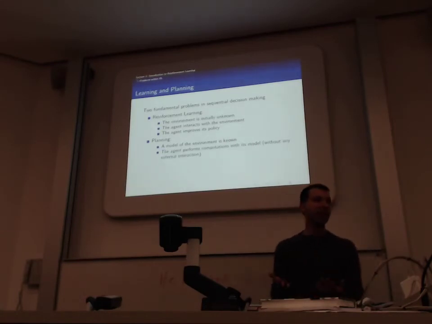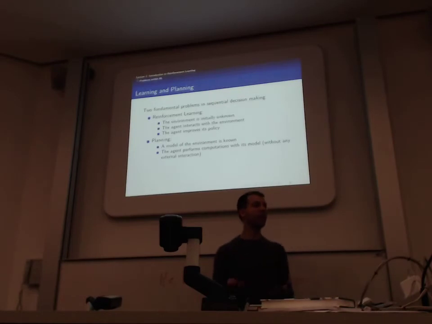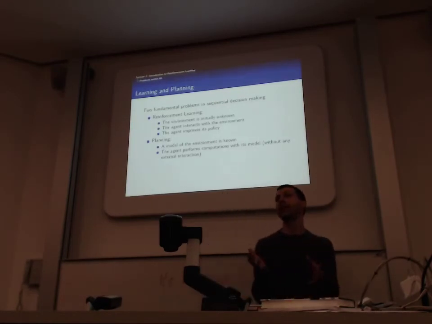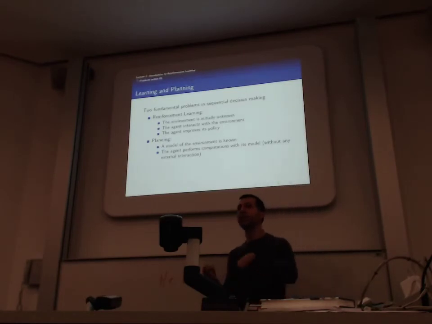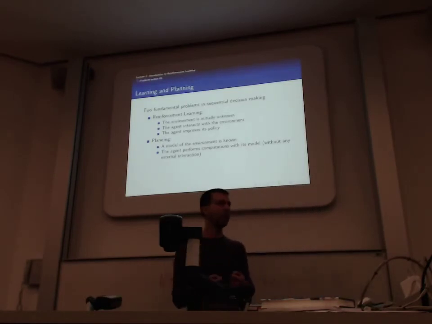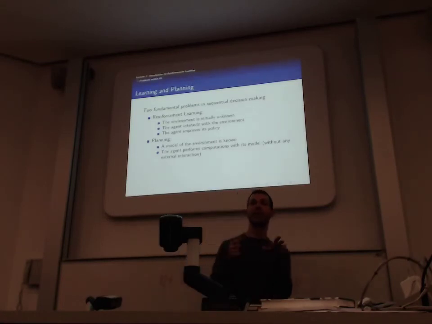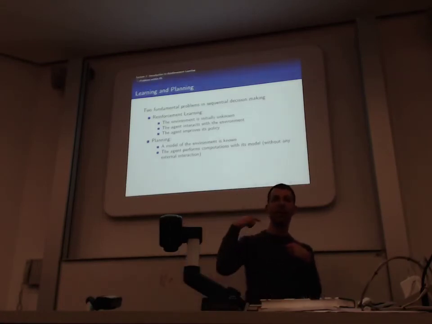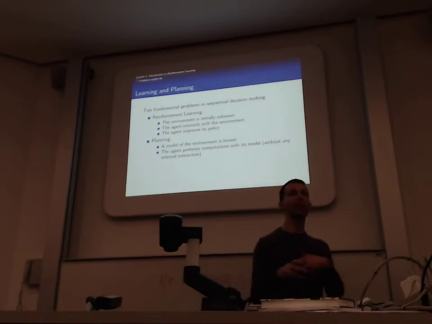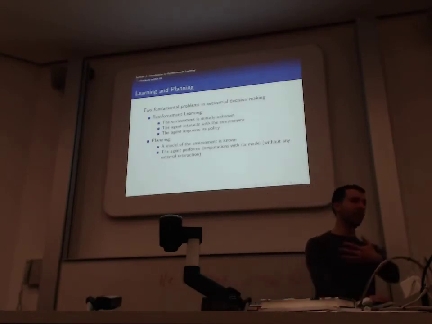So to do planning, the agent basically performs computations with this perfect model of the environment, or whatever its model is. If it has some model, we're just trying to do computations with that model without any real interactions. It has some model that's given, it's not really interacting, it's just thinking, figuring out through a process of thought or cognition what its action should be, and thereby improving its policy.